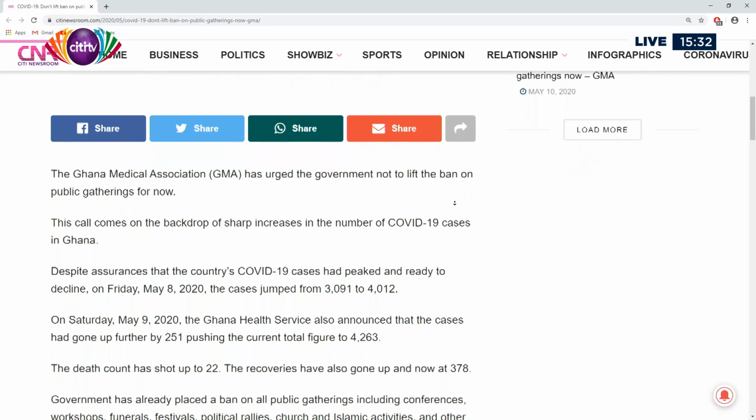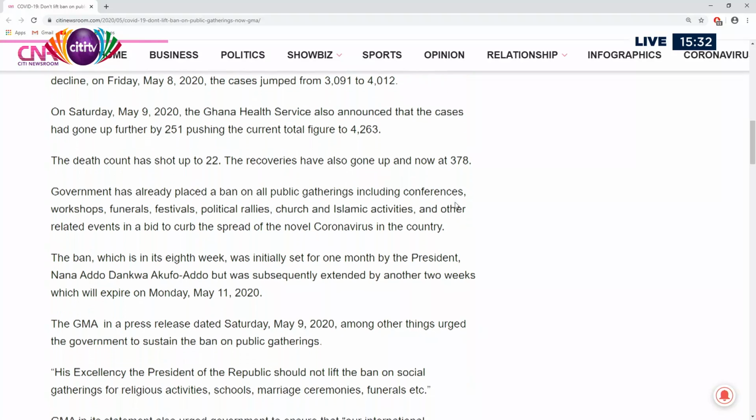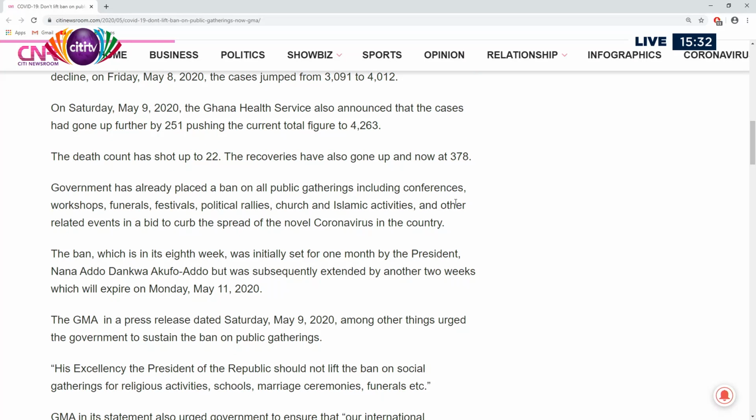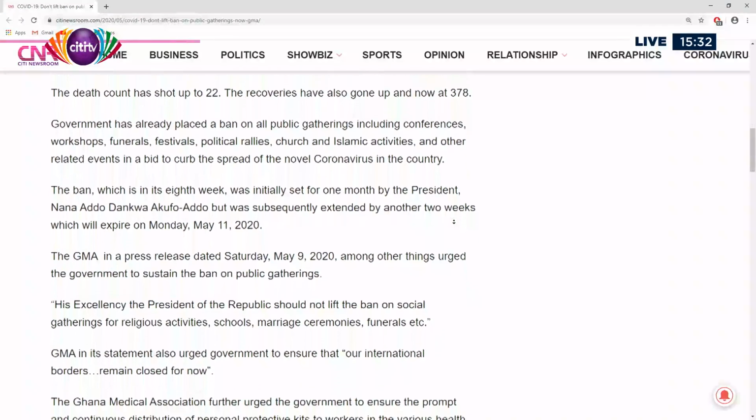ensure compliance. 5, His Excellency, the President of the Republic, should not lift the ban on social gatherings for religious activities, schools, marriage ceremonies, funerals, etc. Our international borders should also remain closed for now.